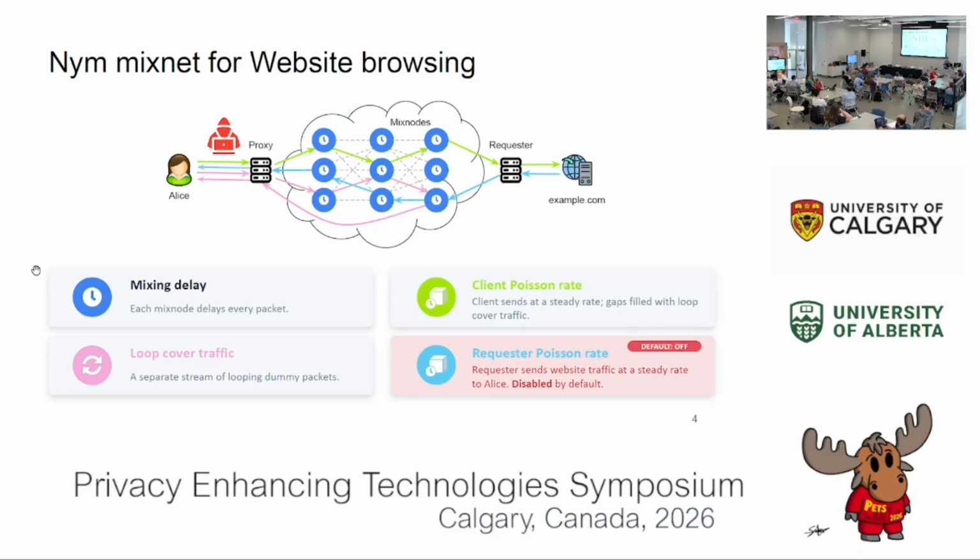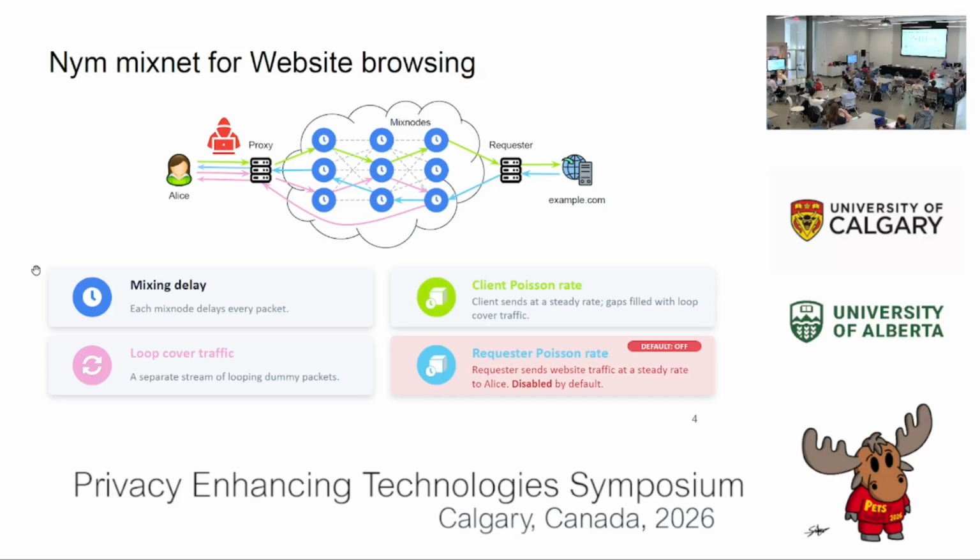And we are the first to study this threat on the NIM mixnet. NIM was originally built to send messages, and it was adapted to be able to browse the internet with it. So how does it work? Alice will send a packet to a proxy that will be sent on the mixnet through 3 different mix nodes, will reach the requester, and then the requester will redirect the request of Alice to the browser and then send back packets to Alice.